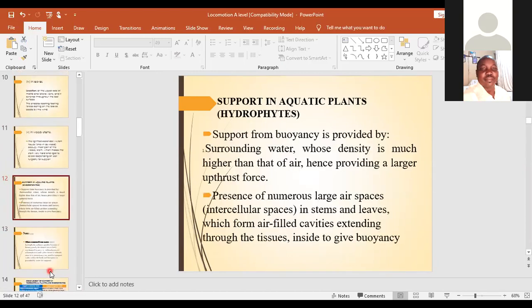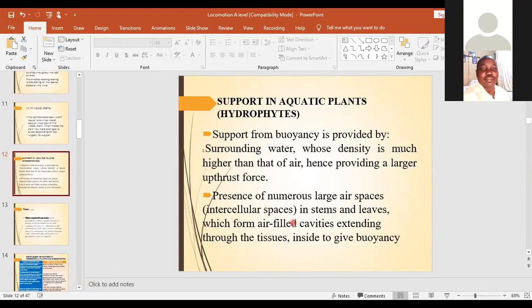So what about aquatic plants? Because we've talked about support in terrestrial plants. The aquatic plants, sometimes we call them the hydrophytes. So the hydrophytes also have a challenge that they can be blown by the wave of the water. They can also be washed away. They are not anchored or rooted in the soil because all the time they are washed.